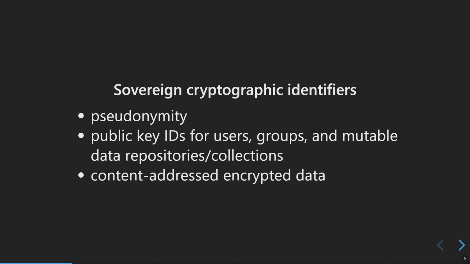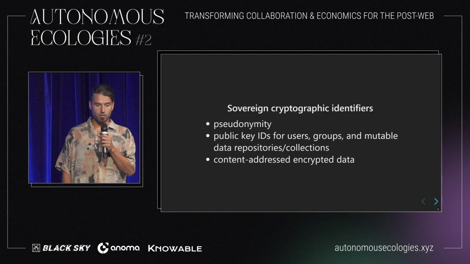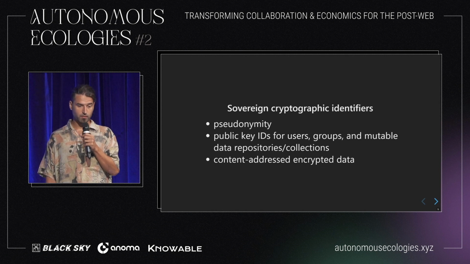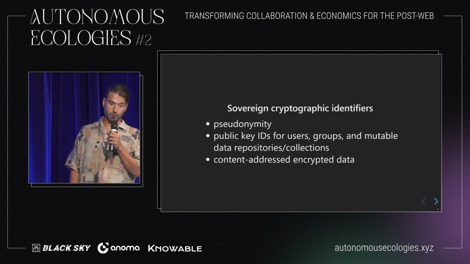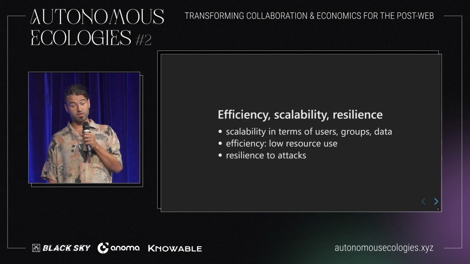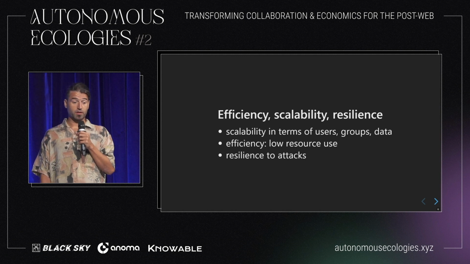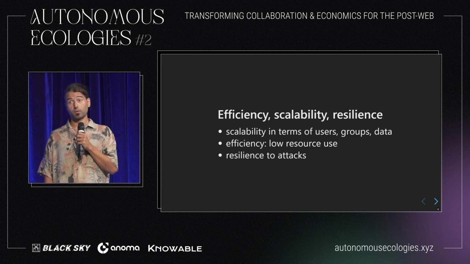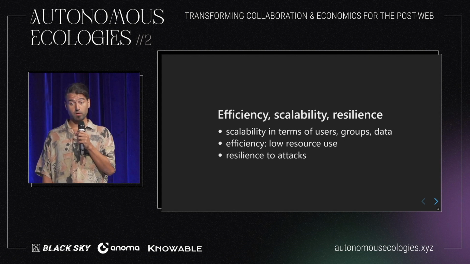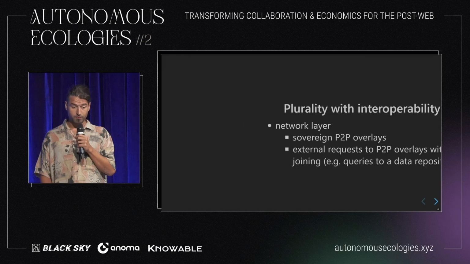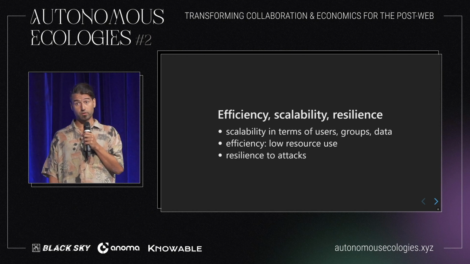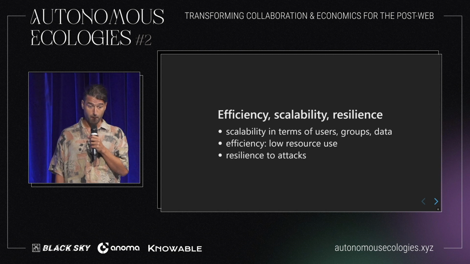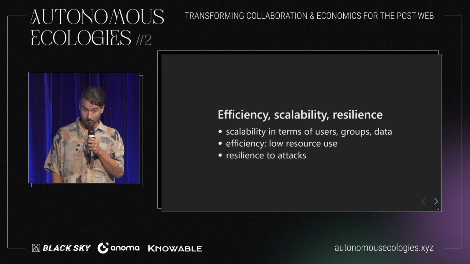In terms of sovereign cryptographic identifiers, these are used to allow pseudonymous interaction in the network, public key identifiers for users, groups, and mutable data repositories. In terms of efficiency, scalability, and resilience, we want the network to scale in terms of users, groups, data, and we want to allow also clients with low resources, mobile clients, for example, to participate in the network without draining their batteries. And we want the network to be resilient to attacks and censorship, as were explained in the previous talk.